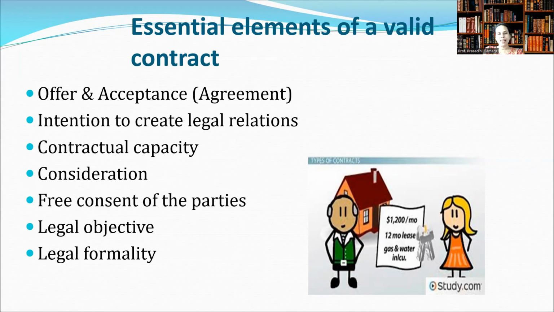Next one is contractual capacity. We accept that everybody in this world can make contracts, but there are certain restrictions where people cannot make contracts. Who are the examples? We can take minors, those who have not fulfilled the age of 18. Those who are less than 18 are called minors in our society. They don't have full capacity to make contracts.